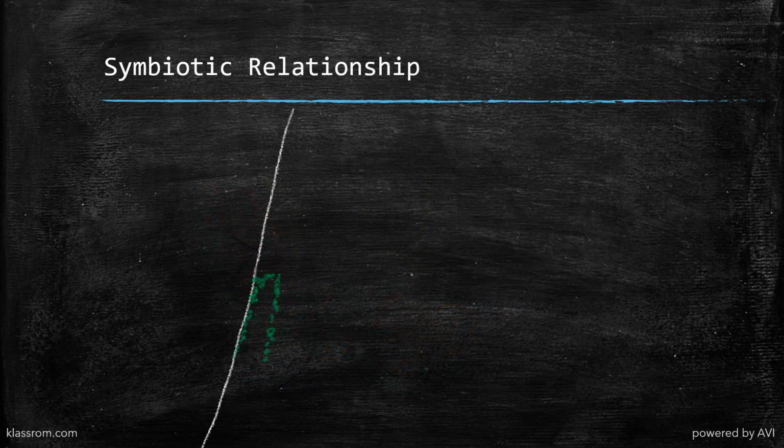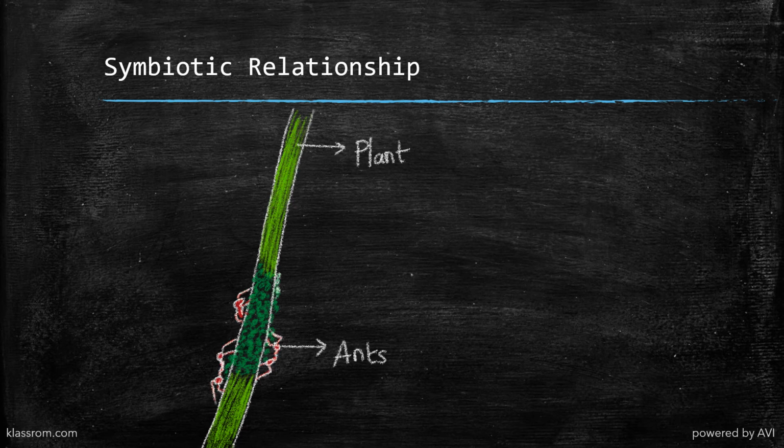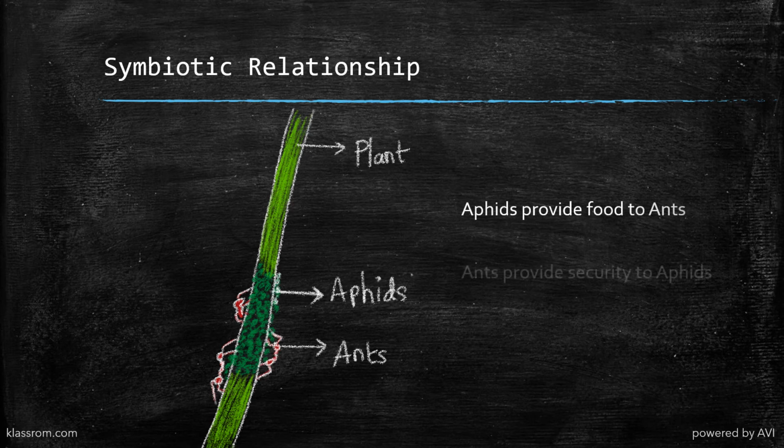Organisms which share shelter and nutrients with other organisms are said to be in a symbiotic relationship. Example: ants and aphids. Both species of the insects benefit from being together, on the stems of plants. Aphids provide food to the ants and ants provide protection to the aphids from predators.